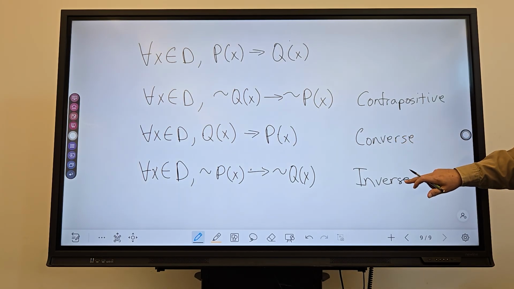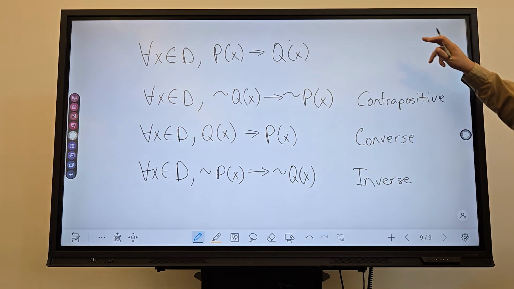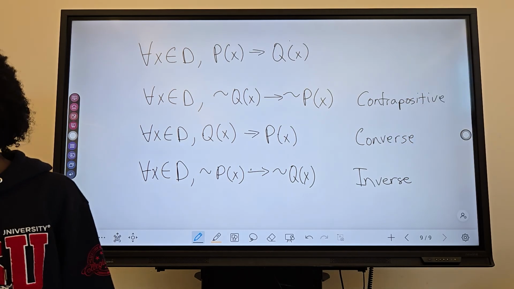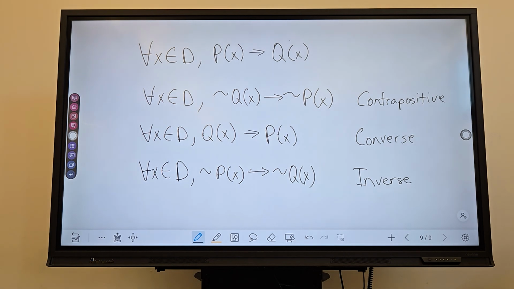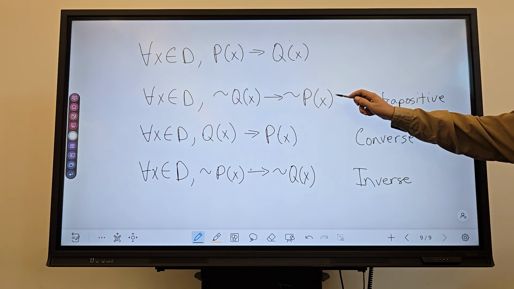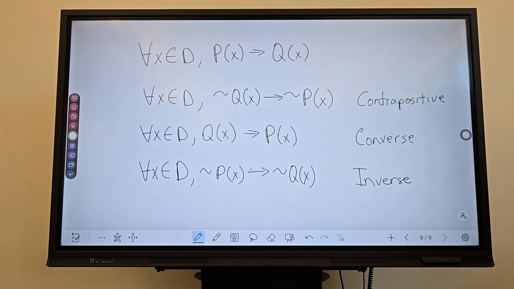The converse and the inverse are not the same as the contrapositive and the original. But the contrapositive is another way to say the original statement.